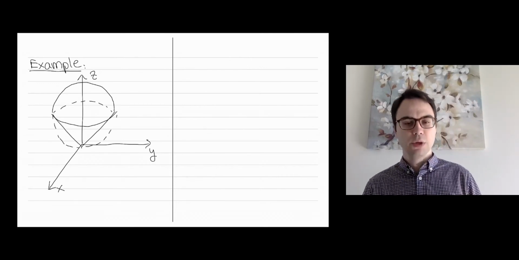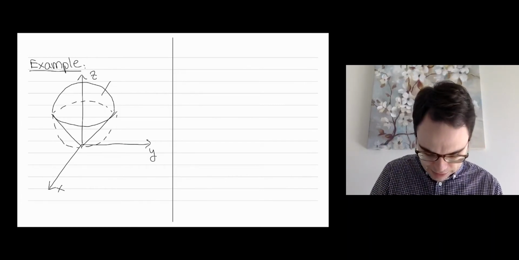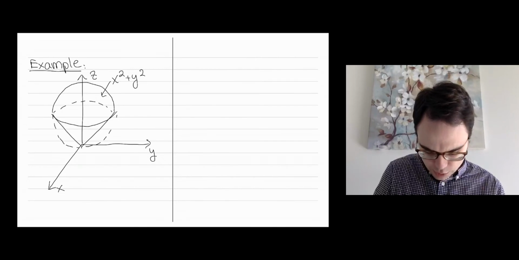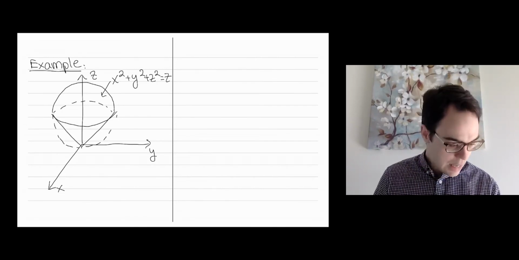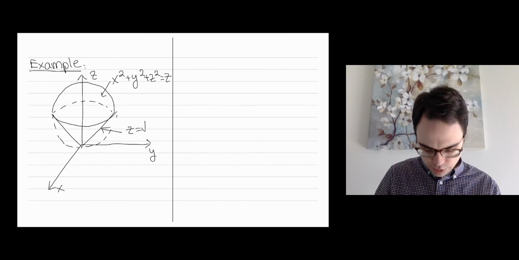And our region E is above this cone and below the sphere. So let me give you an equation so you know exactly what shapes I'm talking about. This sphere has equation x squared plus y squared plus z squared equals z, and the cone has equation z equals the square root of x squared plus y squared.